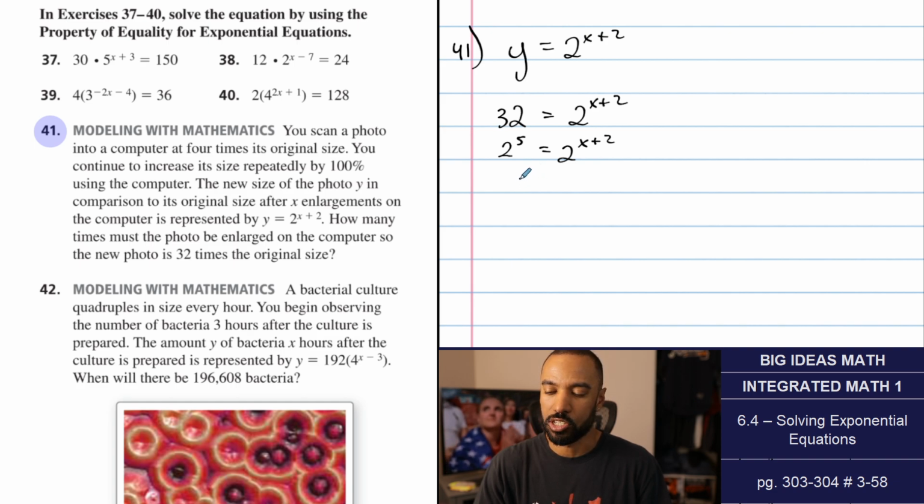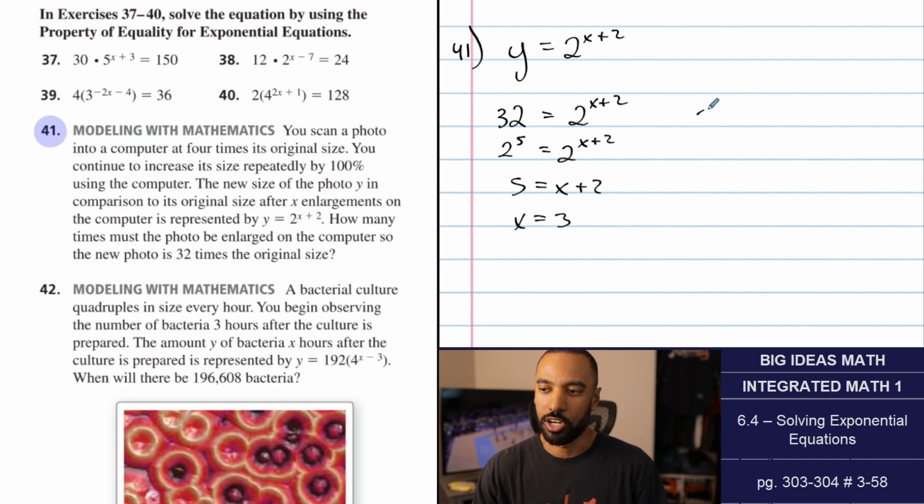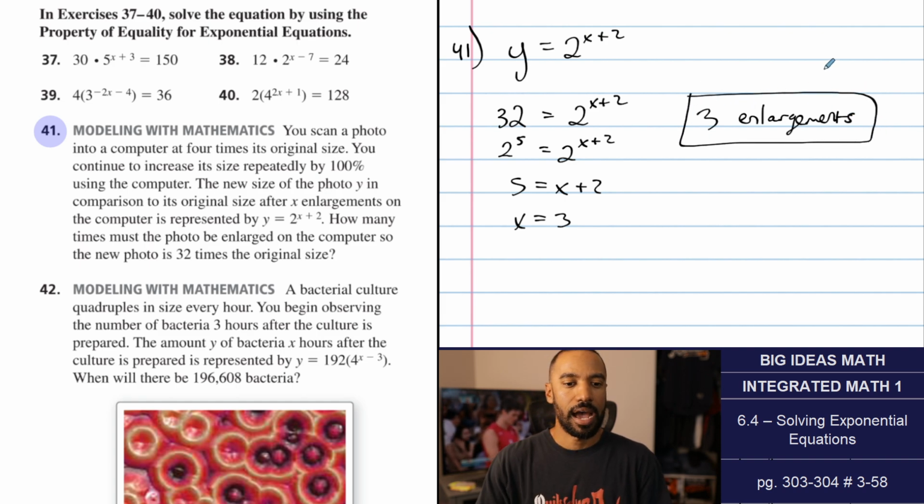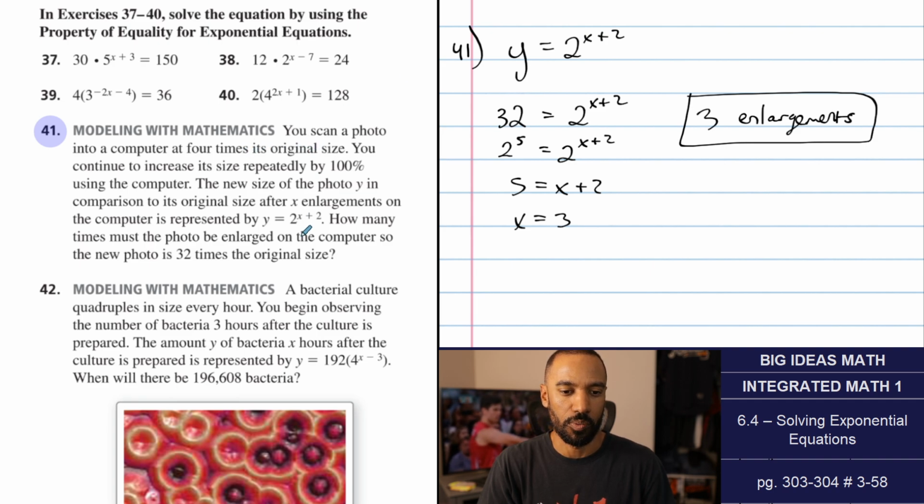And now that the bases match, we set the exponents equal. We get x equals 3. So 3 enlargements would get what we want there. Now, they said you scan a photo that's 4 times its original size. That's accounted for with this x plus 2 part.